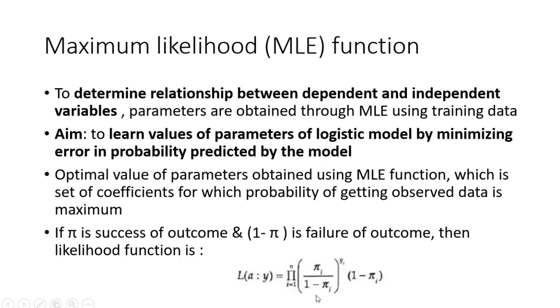So this is the equation for your maximum likelihood estimate. Here pi is nothing but the success of the outcome and 1 minus pi is nothing but the failure of the outcome. So this is your likelihood function. It is the product of the success of the outcome to the power of yi, into the failure of the outcome, 1 minus pi, to the power of 1 minus yi. So this is your likelihood function.